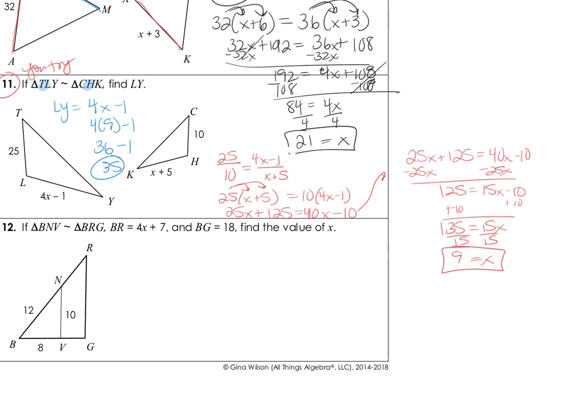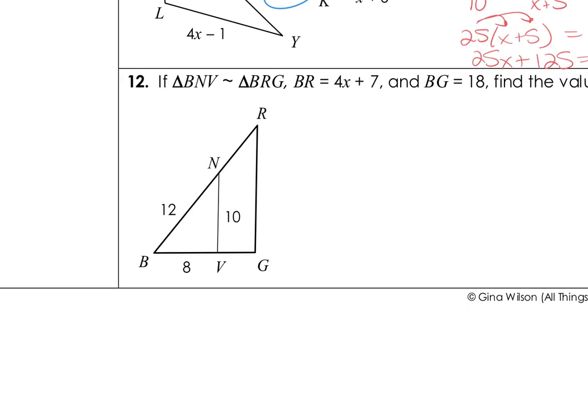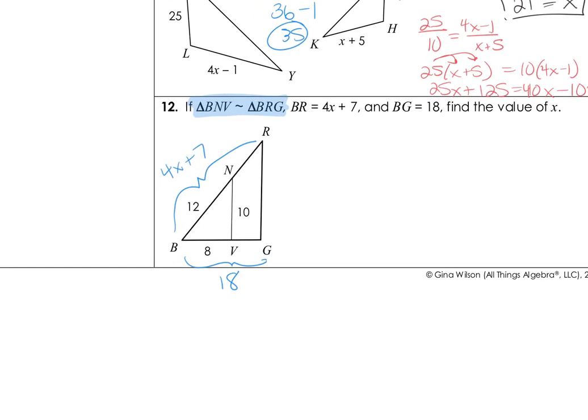So again, here are the steps. Please pause if needed so that you can write this down if you did not get that correct. All right, moving on to our final problem, number 12. It says that triangle BNV is similar to triangle BRG. I've got B to R, so I'm going to write this on my figure, is 4x plus 7. Now, guys, B to R is this whole side, 4x plus 7, and B to G is 18. That's this whole side, okay? We have to find the value of x.